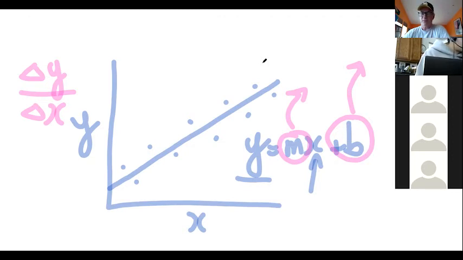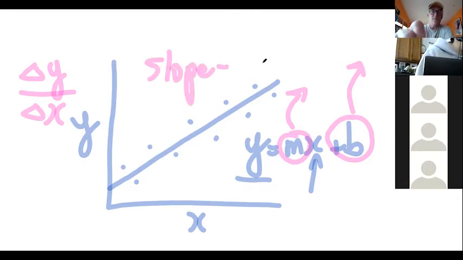There's another word for it. There's a couple people in the chat have it. The slope. It's the slope of this line. Yeah, so m is the slope, and it's a small m rather than a capital M. Capital M, we'll find out later, is a whole different meaning.